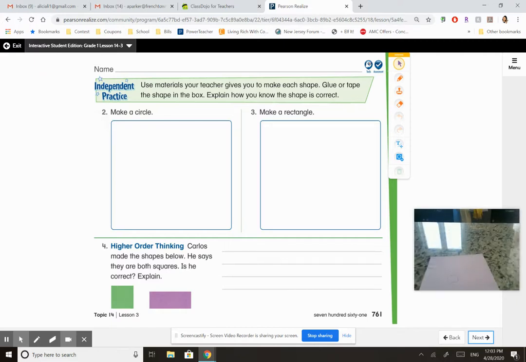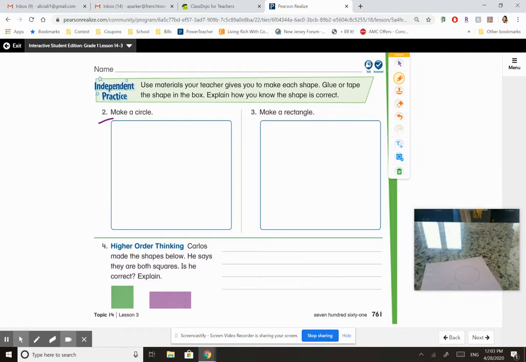Same thing here. Number 2, go around your house, find something that's flat that can be the shape of a circle. For me, I found my cup. The bottom here is a circle. So I am going to trace the bottom of it on my paper to make a circle. Here's my circle.